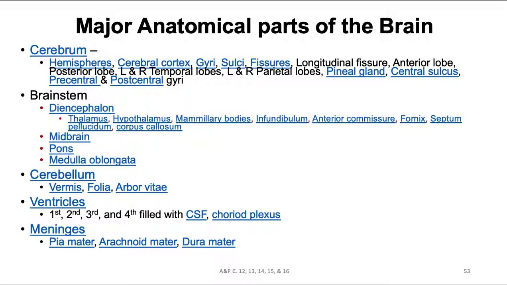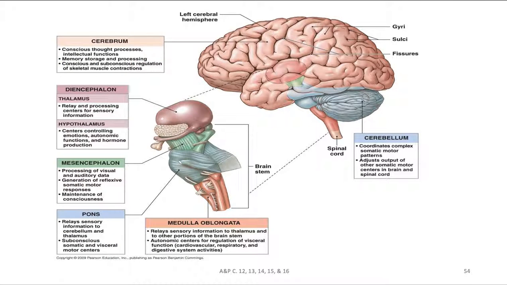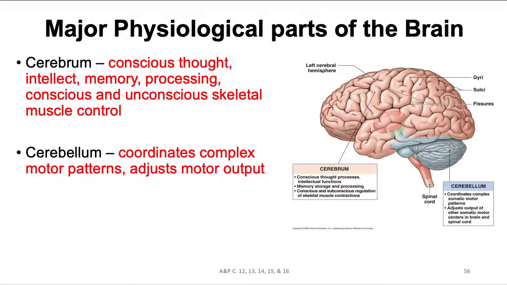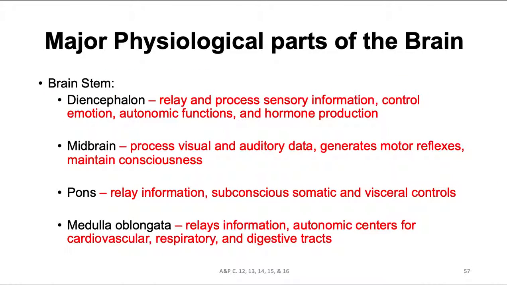And then we started looking at the major parts of the brain. The first major parts of the brain we looked at were the cerebellum and the cerebrum. The cerebrum is the big main portion of our brain where conscious thought and memory and intellect and consciousness come into play, whereas the cerebellum is going to coordinate our motor patterns, like complex movements like throwing a ball or doing a cartwheel, and it's also going to adjust motor output, what movements we're sending out.